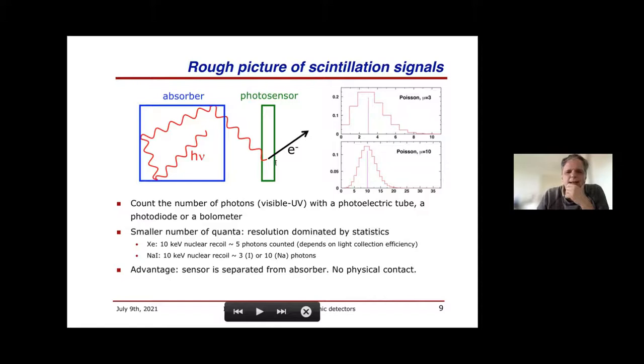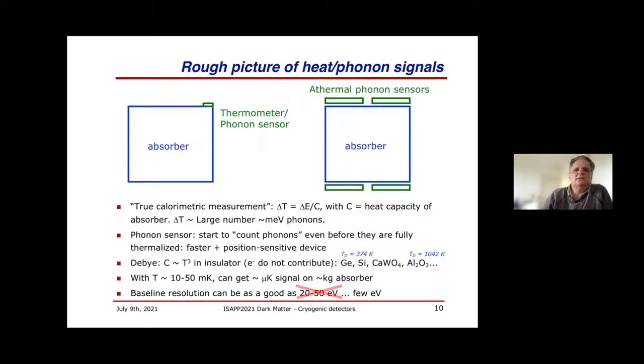And then the problem, of course, is that you have a smaller number of quanta, so you will have more Poisson fluctuation on your signal. There's no Fano factor to help you in this case. But one thing which is an advantage is that the photosensor can be completely separated, because the photon can travel through vacuum and get into your photosensor. So it's quite a nice property that you decouple the optimization of your absorber from the optimization of your photosensor, and that it has no physical contact. And that's important, for instance, for a cryogenic detector.